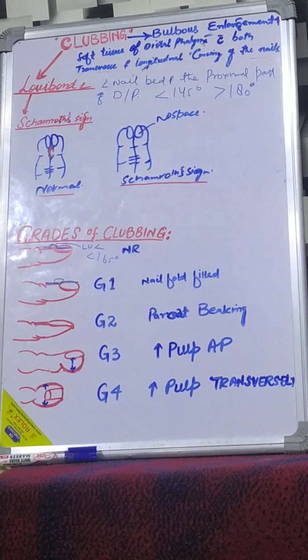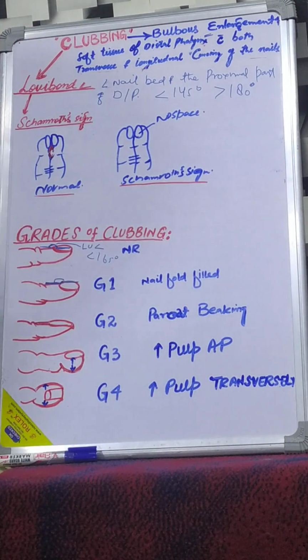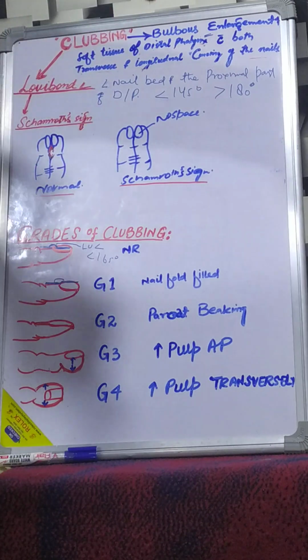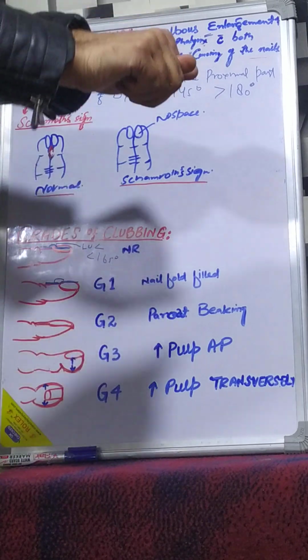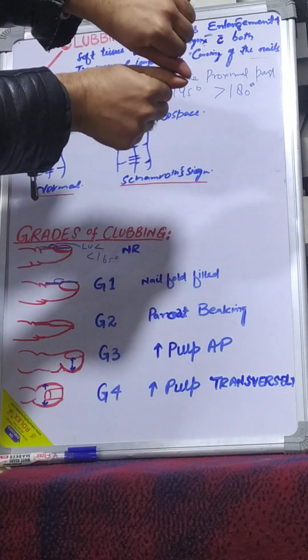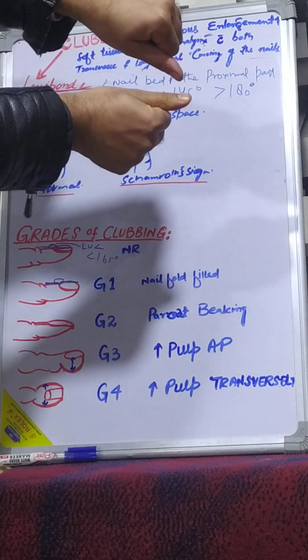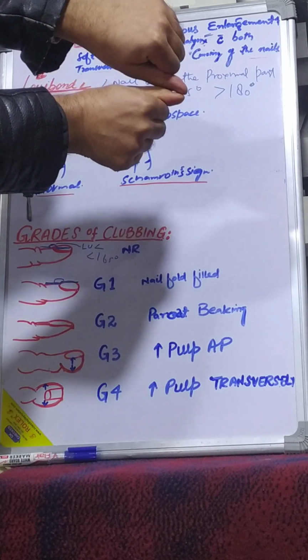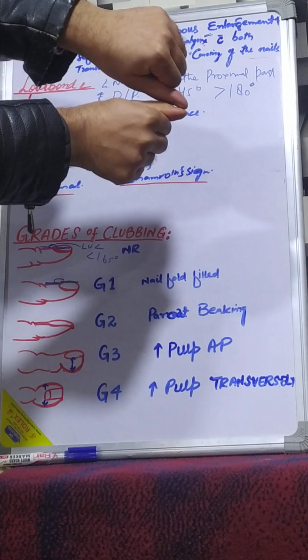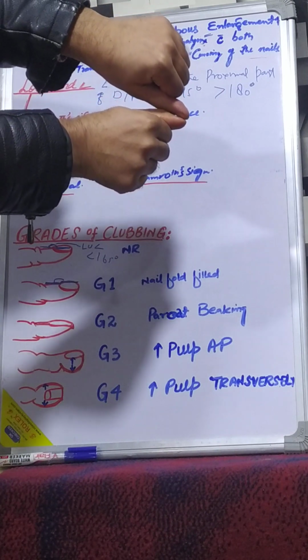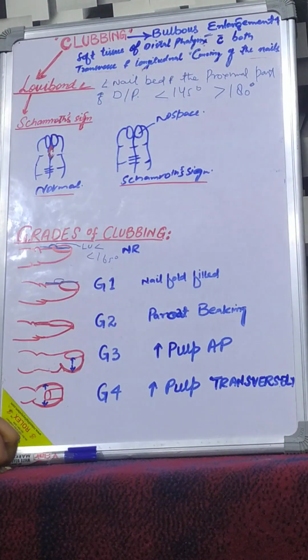When you look into this diamond-shaped space of a person who is having clubbing, he doesn't have this space. Normally, you can see I am having this space at the level of the nail folds, but in a person who is having clubbing, there is loss of this diamond-shaped space. This is known as Schamroth's sign.